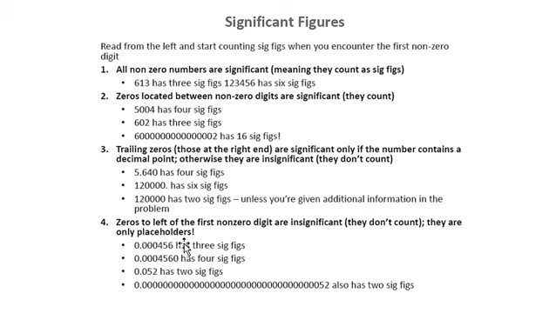Okay, so zeros to the left of the first non-zero digit. When you look at it, the first non-zero digit is this one. So for all the zeros, we have to decide which one is significant or not. They don't really count, okay, because they're just a placeholder. So when you look at it, it has only 3 significant figures. This one has 4 significant figures, and then 2 significant figures.